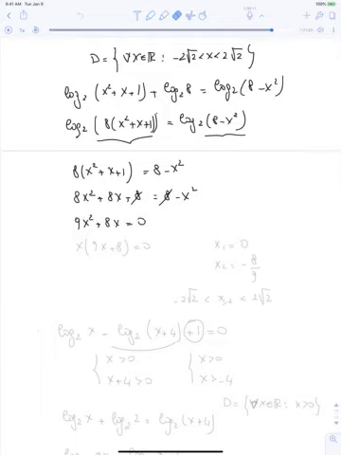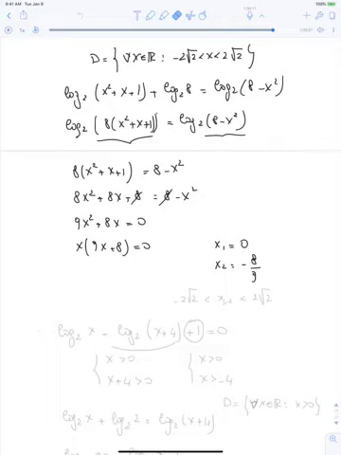Now this one here has two solutions. We factor out x, and this is x times 9x plus 8 equal to 0. So solution number 1 is x equal to 0. Solution number 2 is 9x equal to minus 8, which means that x is equal to minus 8 divided by 9.